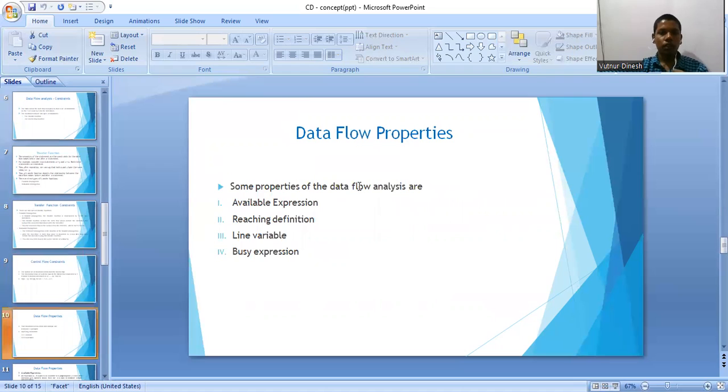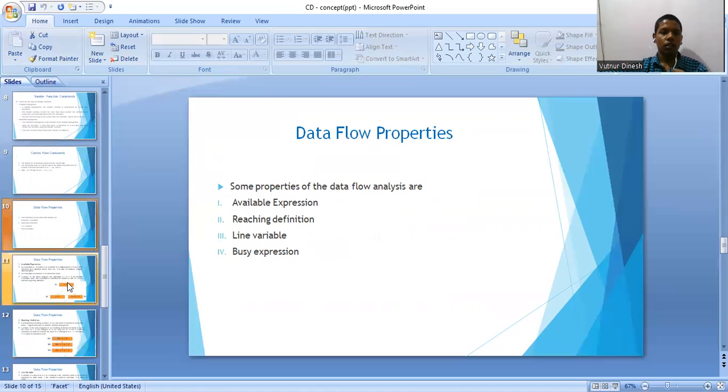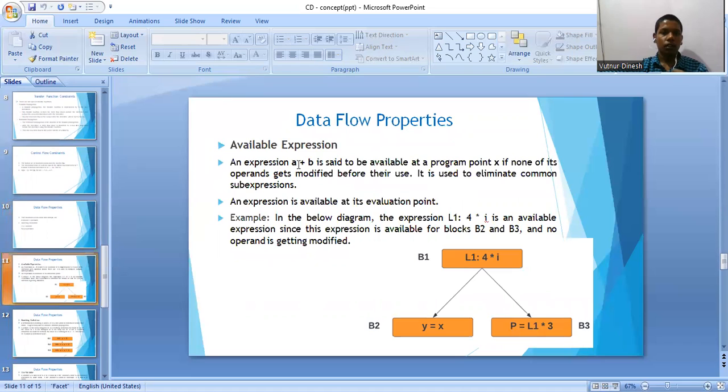Some properties of data flow analysis are available expression, reaching definition, live variable, and busy expression. Available expression. An expression a plus b is said to be available at a program point x if none of its operands get modified before their use. It is used to eliminate common sub-expressions. An expression is available at its evaluation point.